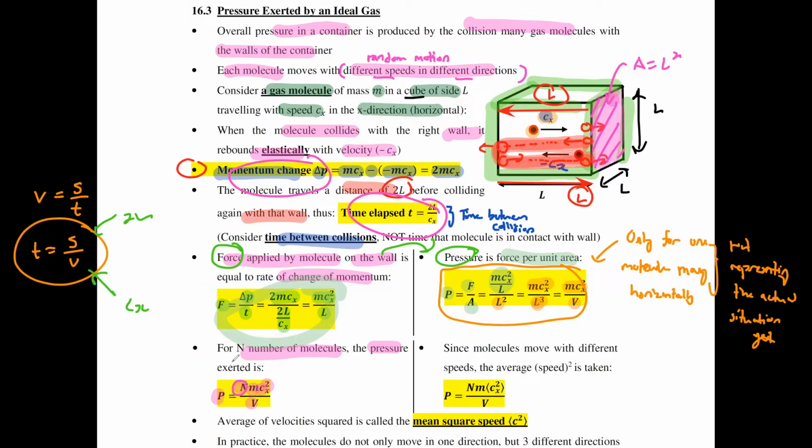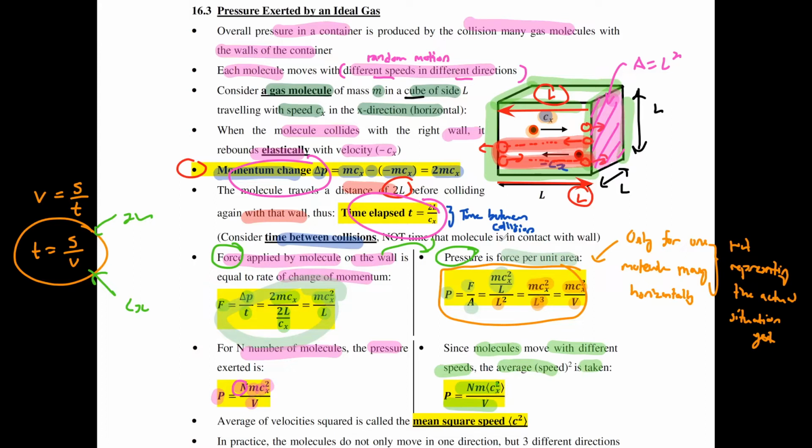So because they're moving with different speeds, we tend to get the average speed. All right, so this is another improvement that we make to the derivation. Since molecules tend to move with different speeds, the average of speed squares is taken. Where you see right now, your cx square has this sharp bracket over it.